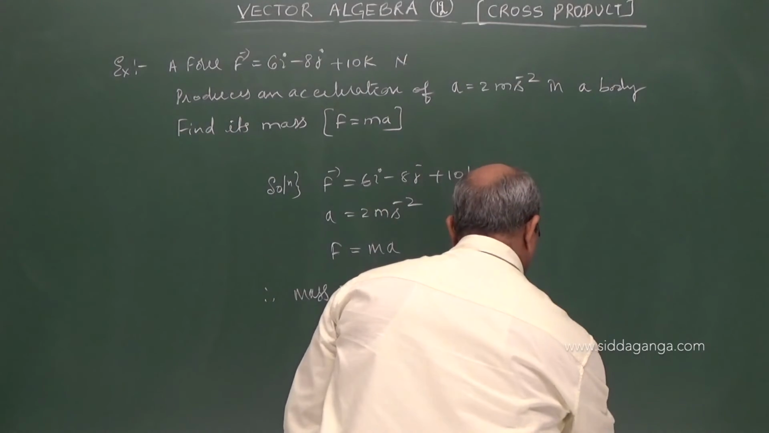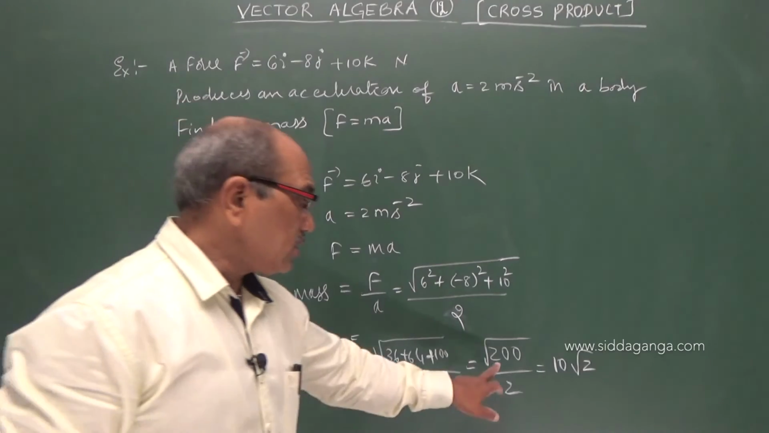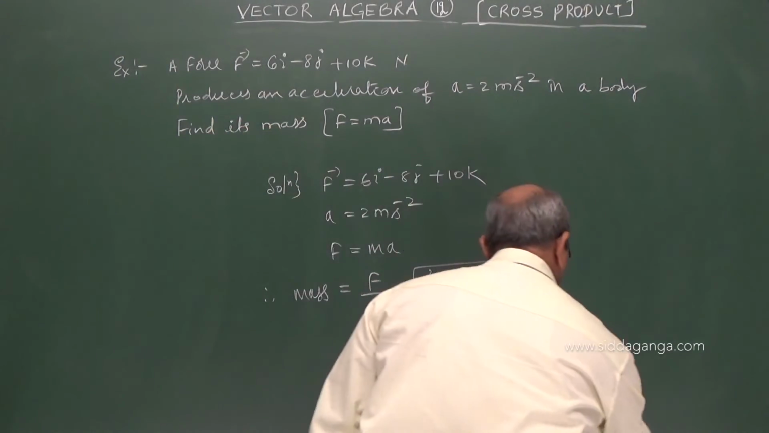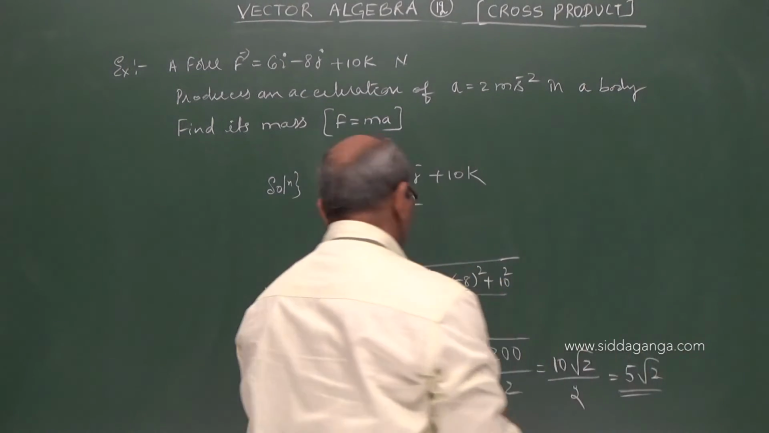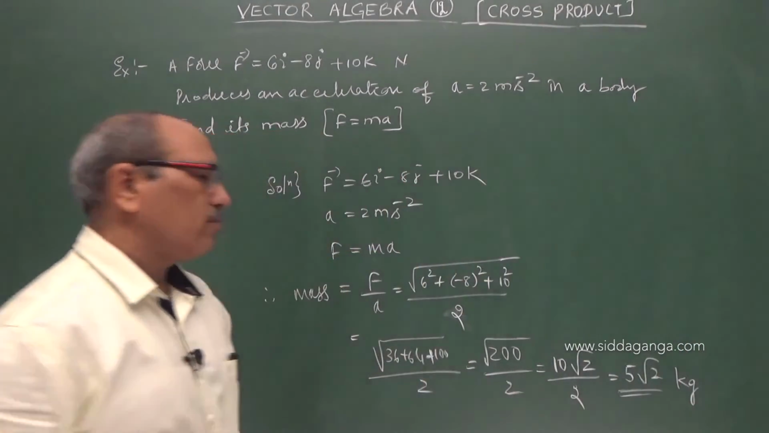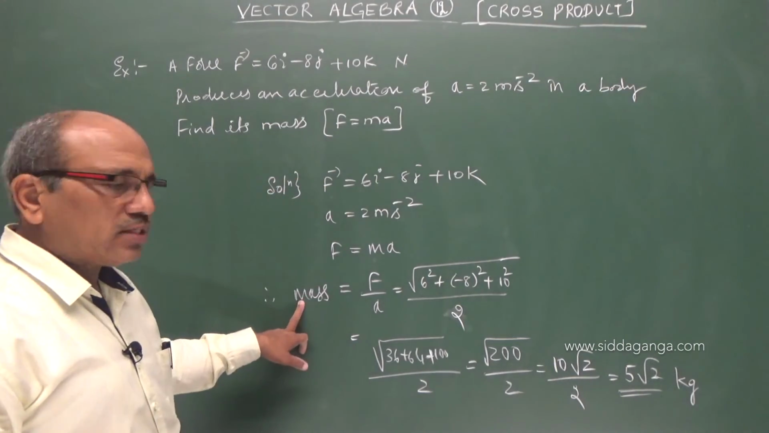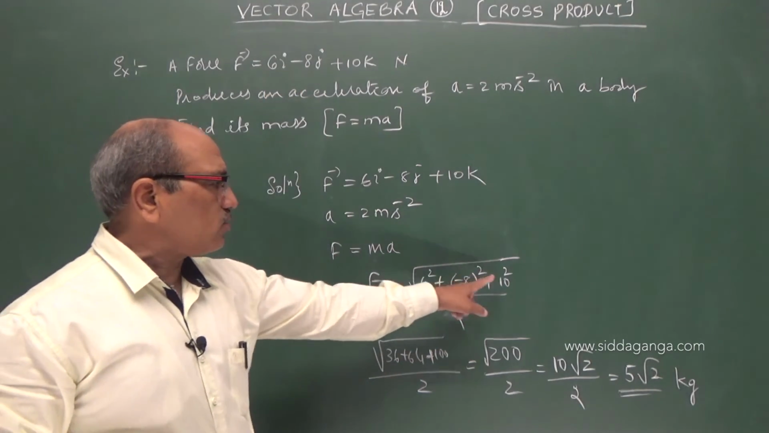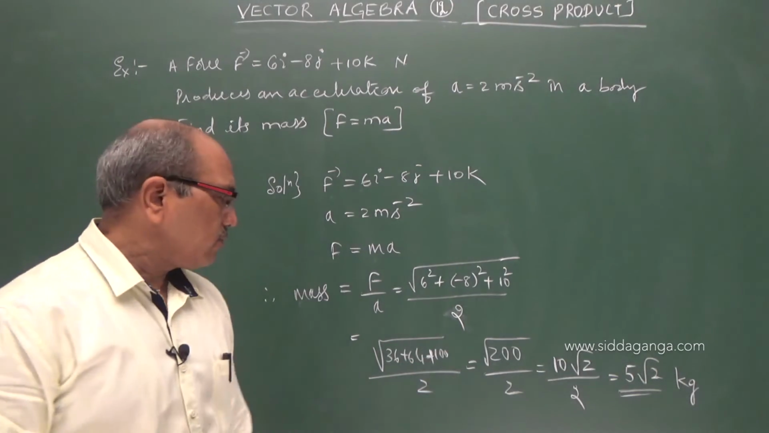If I write it as 10 into root 2, because 200 is 100 into 2, divided by 2, the answer is 5√2. 5√2 kg is the mass. Given F and acceleration, asking about mass: F by a. Find the magnitude, 6 squared plus minus 8 squared plus 10 squared, divided by 2. Hence you got the answer 5√2 kg.